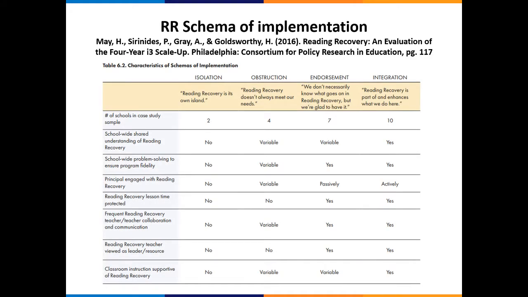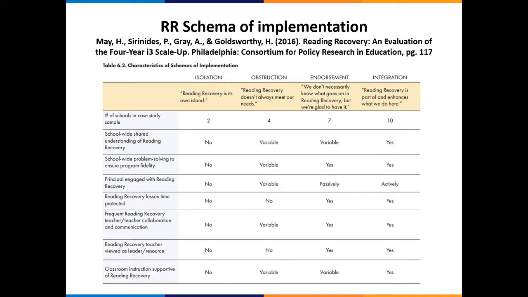Some of you might remember the final i3 report that was done by the University of Pennsylvania. In Chapter 6, starting on page 117, they talk about different schema of implementation to try to help explain why we see some variance in Reading Recovery. In that study, they went out and interviewed teachers at the schools, and they came up with possible reasons why they think there is this variance in Reading Recovery. Down the left-hand side here, these are the 7 reasons why they think they find the variance in Reading Recovery.